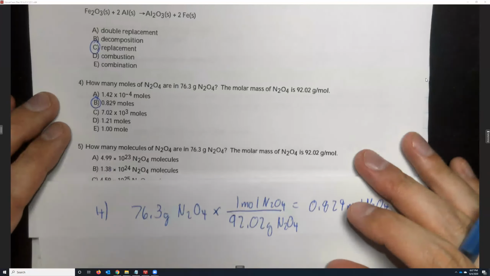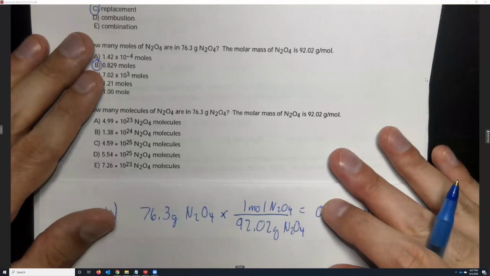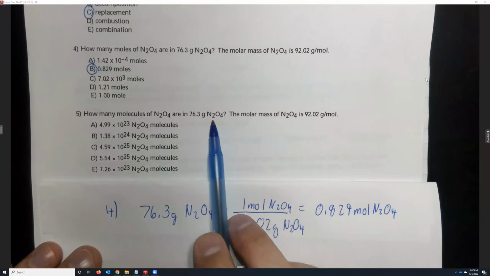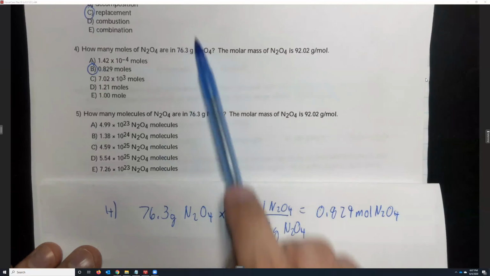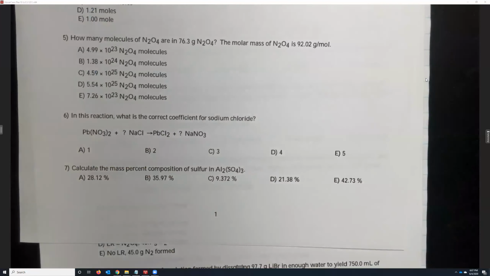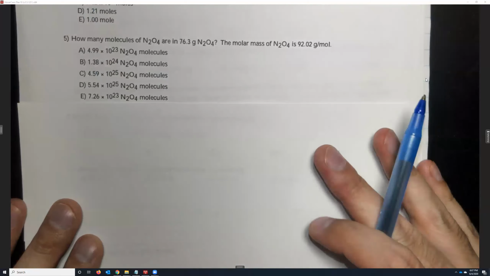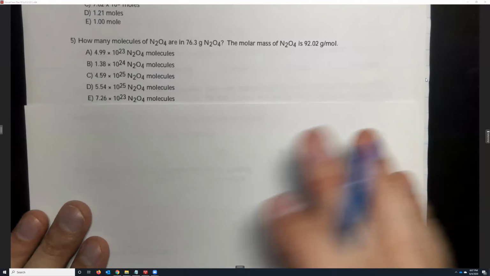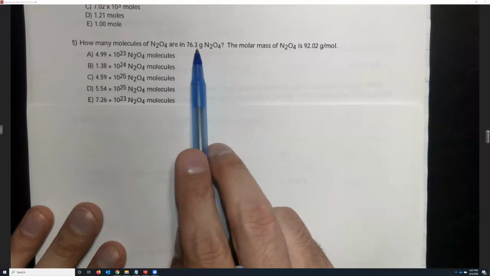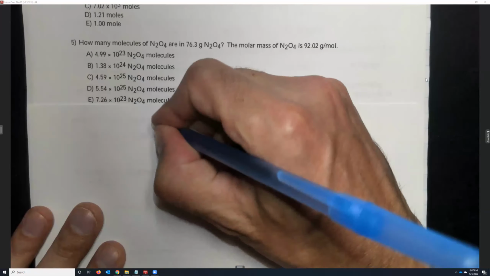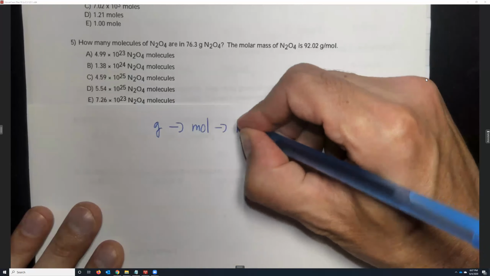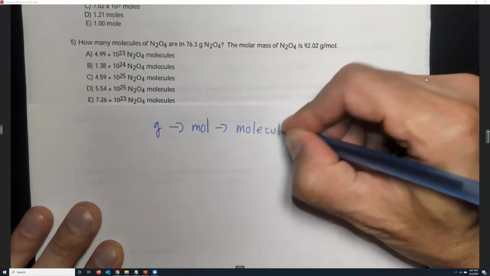All right. Number 5 says, how many molecules of N2O4 are in 76.3 grams of N2O4? So these look like almost the same question, but they're really not. So I'm going to move this up a little bit so I have some space. When there's more than one conversion, as you've probably seen from the lectures, I like to use a plan of attack. So in this case, I can't convert directly from grams to molecules, but I can convert from grams to moles, and then once I have moles, I can convert moles to molecules.